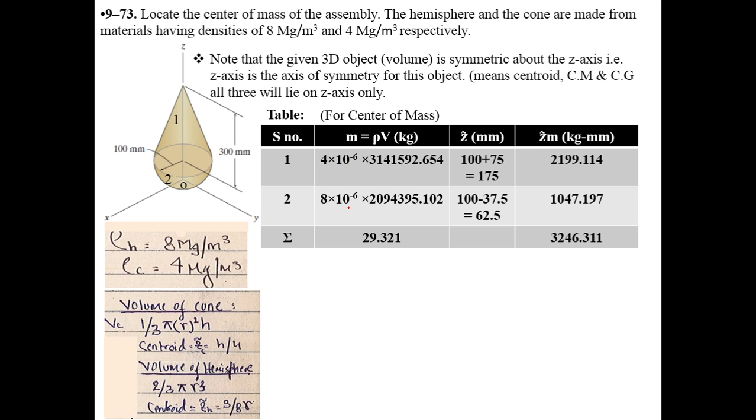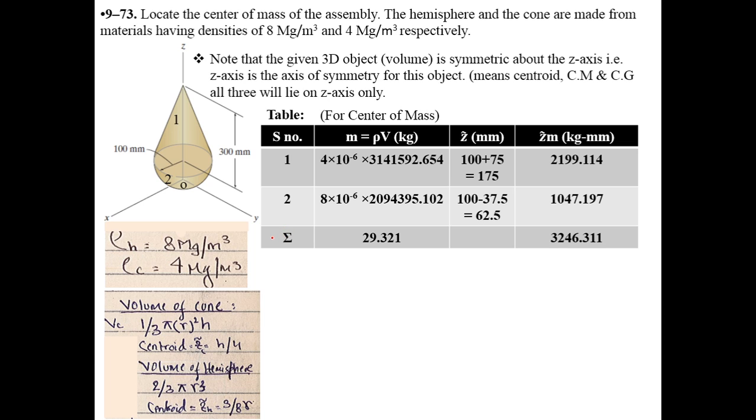So similarly, you can find the mass for the hemisphere. The density of the hemisphere is 8 megagram per meter cube. So you have 8 into 10 to the power minus 6 multiplied by the volume of the hemisphere, which you can calculate from this formula, 2 by 3 pi r cube. So you substitute the value of 100 in terms of r, and you get this value, 2094395.102.